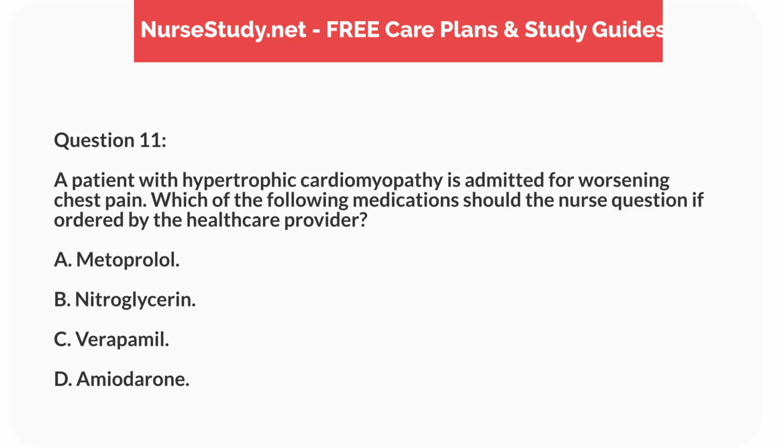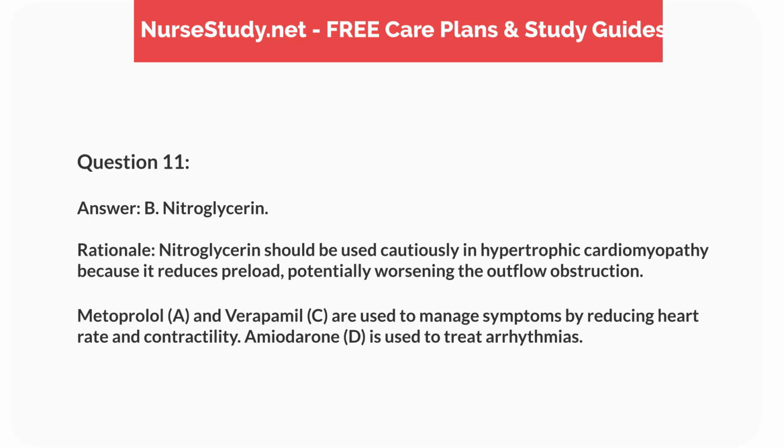Question 11. A patient with hypertrophic cardiomyopathy is admitted for worsening chest pain. Which of the following medications should the nurse question if ordered by the healthcare provider? A. Metoprolol. B. Nitroglycerin. C. Verapamil. D. Amiodarone. Answer: B.